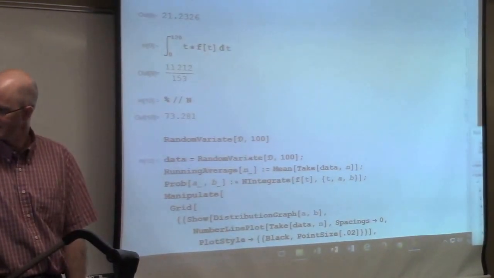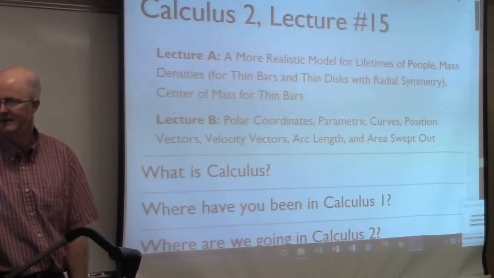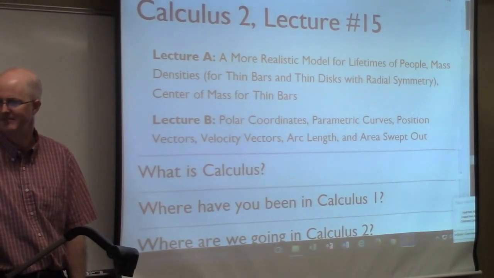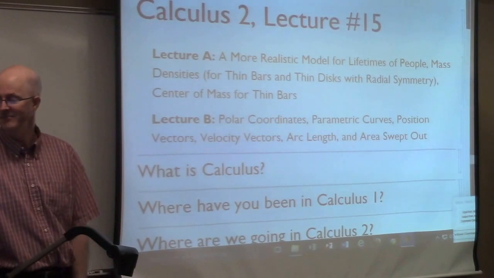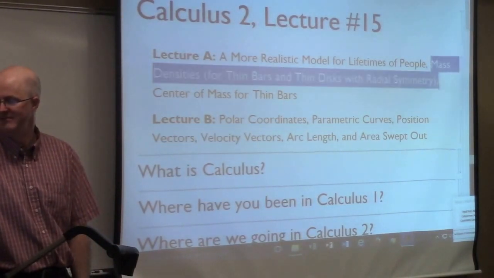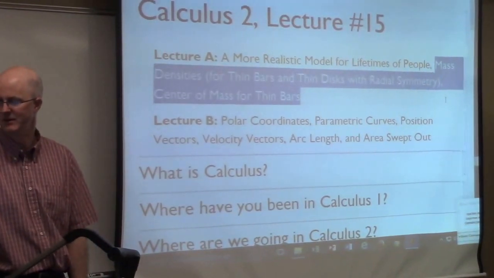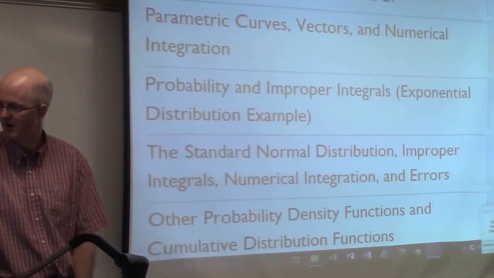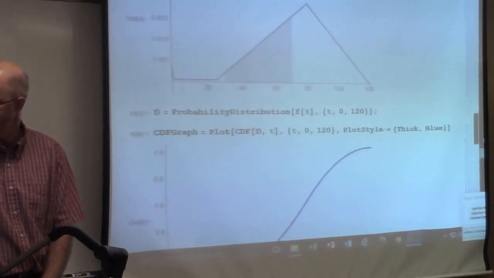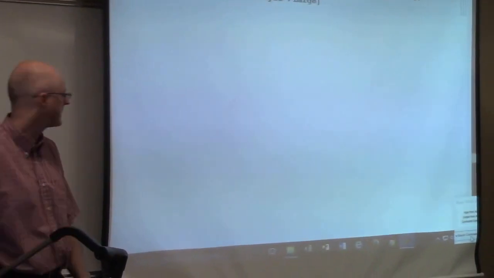All right, so that was the first thing to do today. What's next on the docket here? Okay, masses, physics, mass densities, actual mass. Mass densities for thin bars and thin disks with radial symmetry and a center of mass for thin bars. Okay, let's focus on the thin bars first. Let's just make some white space here.